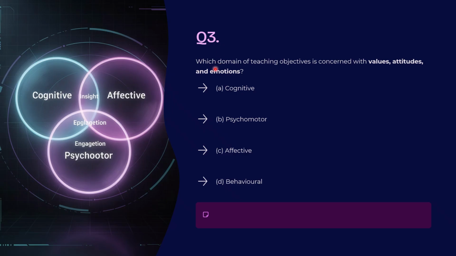So the third question is: which domain of teaching objectives is concerned with values, attitudes and emotions? A. Cognitive, B. Psychomotor, C. Affective, D. Behavioral. So the answer is C.